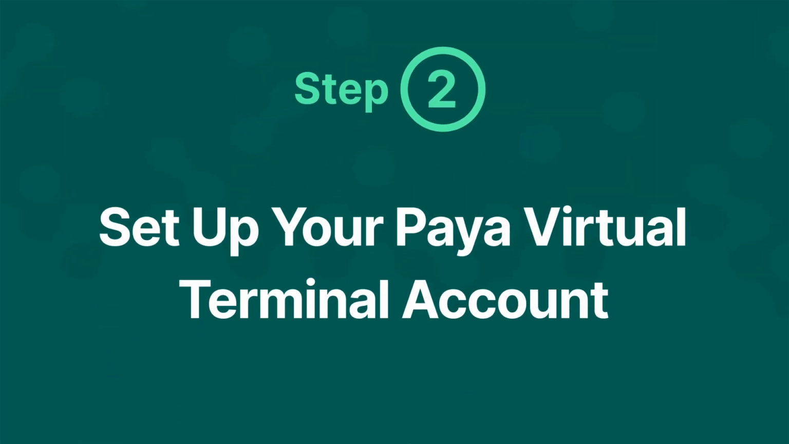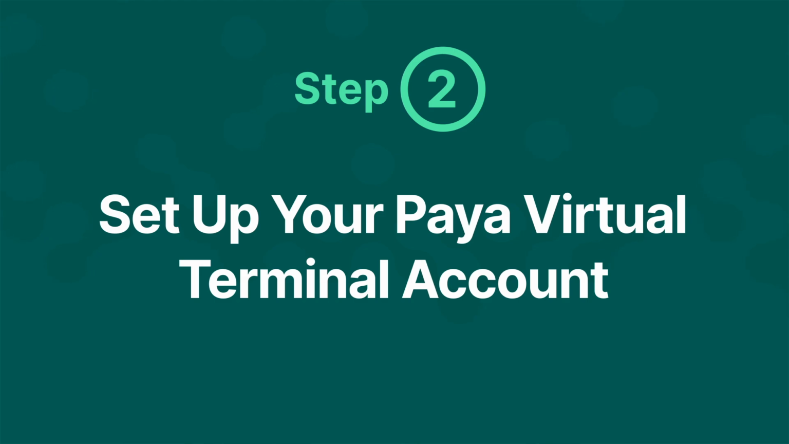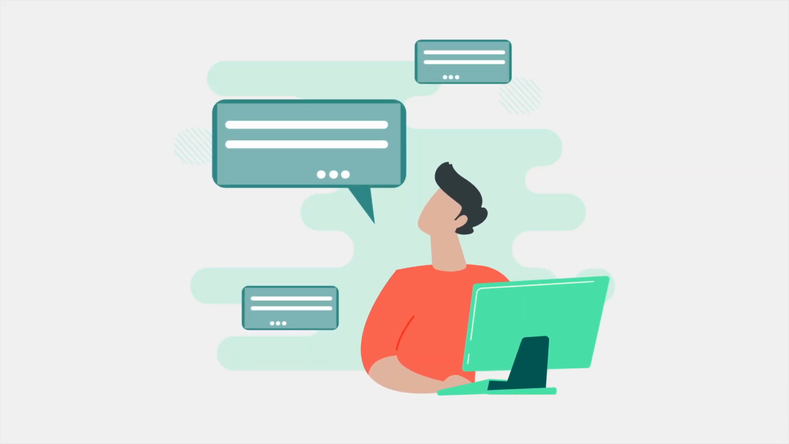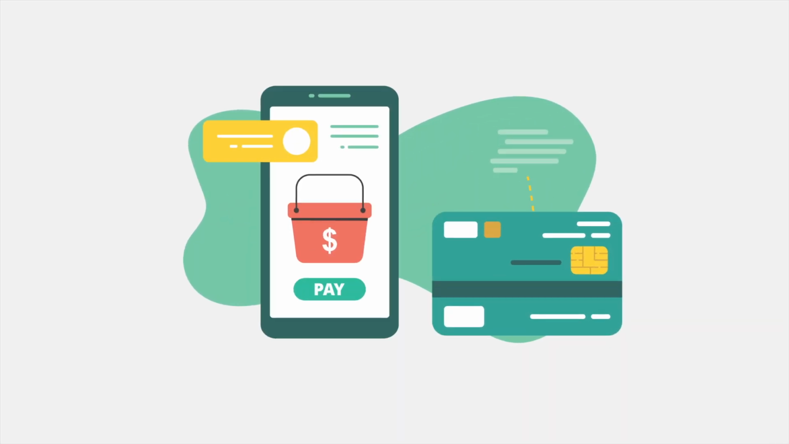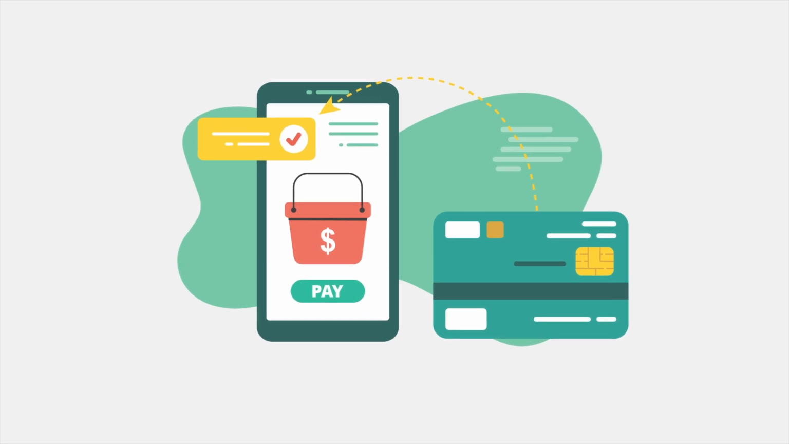Step 2, set up your Paya Virtual Terminal account. After installing Chargent, make sure you've created a Paya Virtual Terminal account by submitting a support ticket to Paya. You'll also need to convert your account into a testing environment to run test credit card and bank account transactions before going live with real payments.